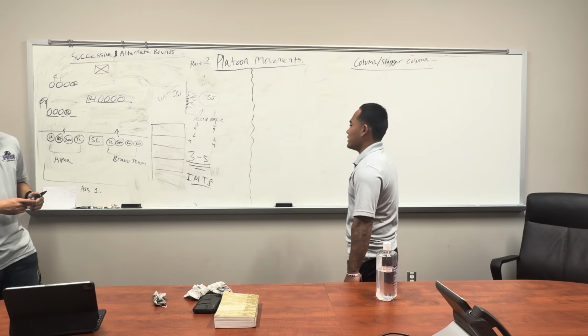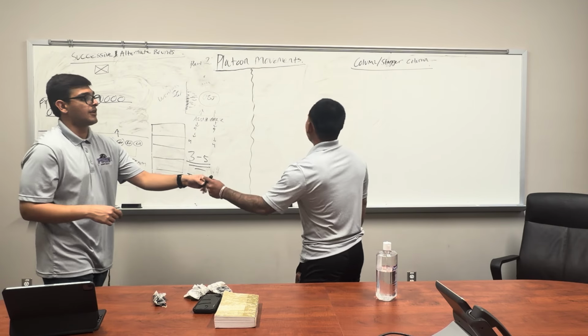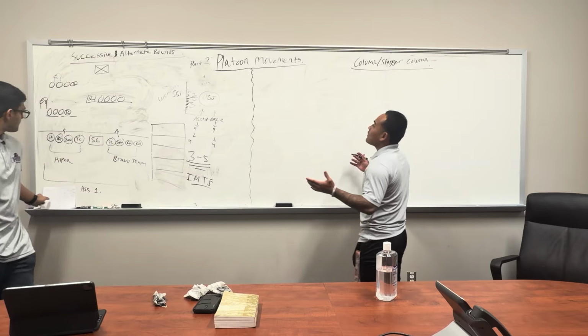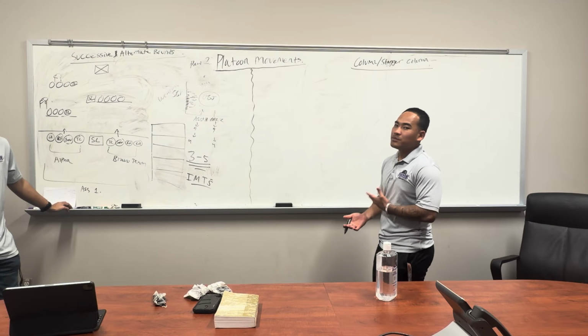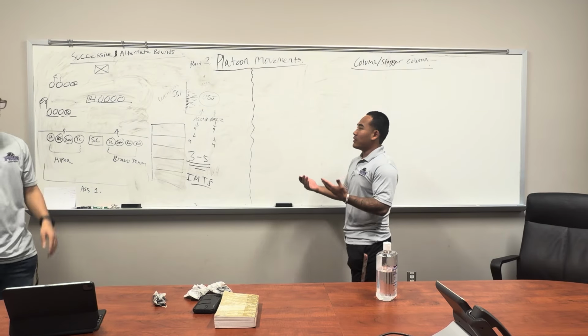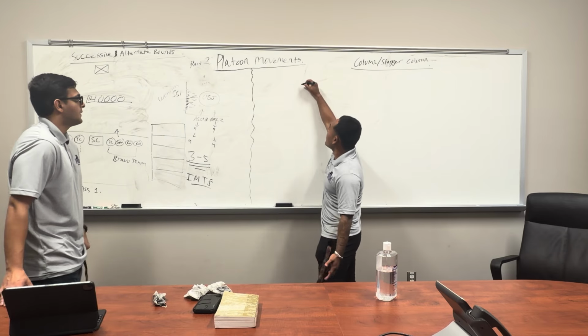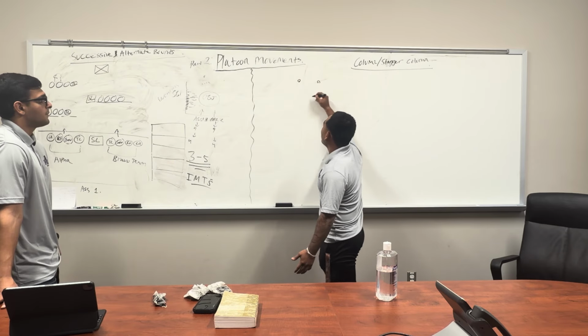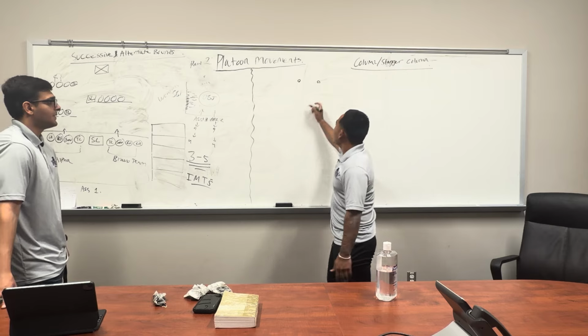Now I'm going to go ahead and give it over to Cadet Cook, who's going to cover column and stagger column. So column. The column formation we're really not going to use as much, but I will explain what the column formation would look like. So it's basically side by side with key leaders in the middle.